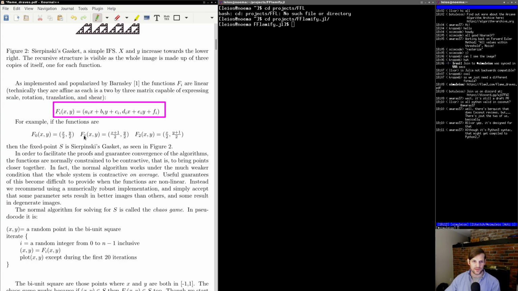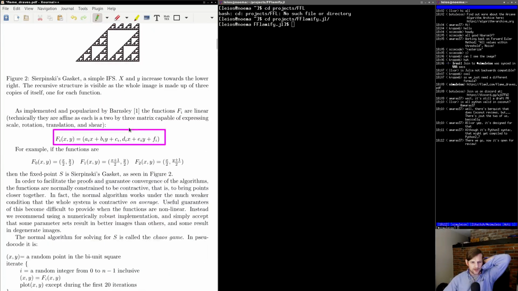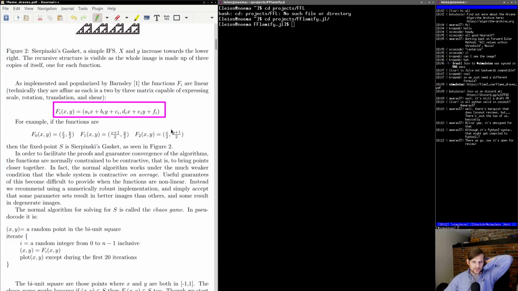So let's see, for example, if the functions are f0, f1, and f2, and this is going to be for the Sierpinski triangle, they're going to say that f naught is going to be x over 2, y over 2. F1 is going to be x plus 1 over 2, y over 2. I see. Okay, so all they're saying is that each individual function, so this is actually a set of functions, f naught is actually going to do something to x and something to y. And this is going to do something to x and something to y, although I don't understand why it's x plus 1 over 2 exactly. I guess it's because they're offsetting it or something like that. And this is going to be y plus 1. So, okay, I see what they're doing.